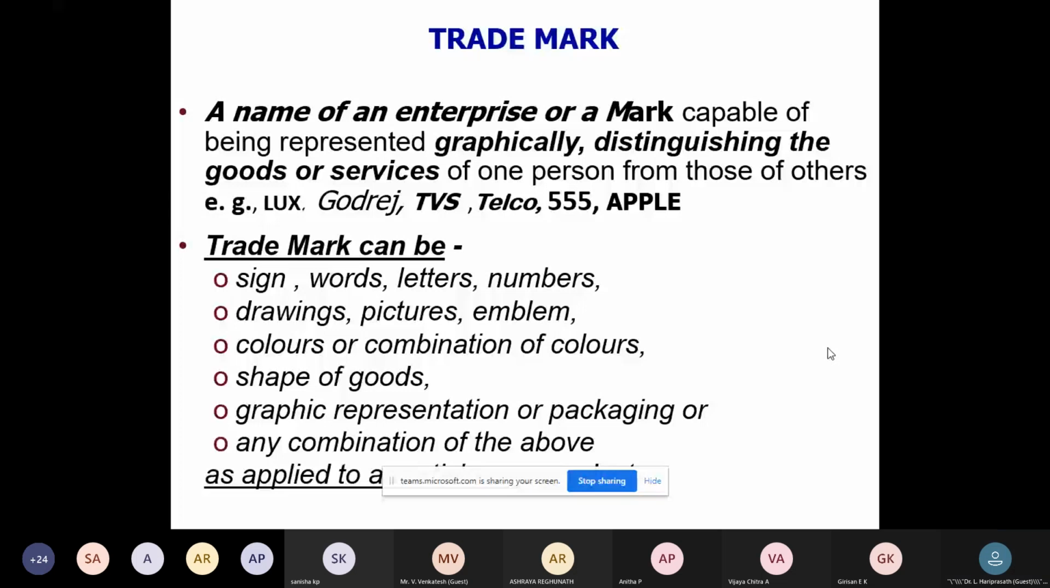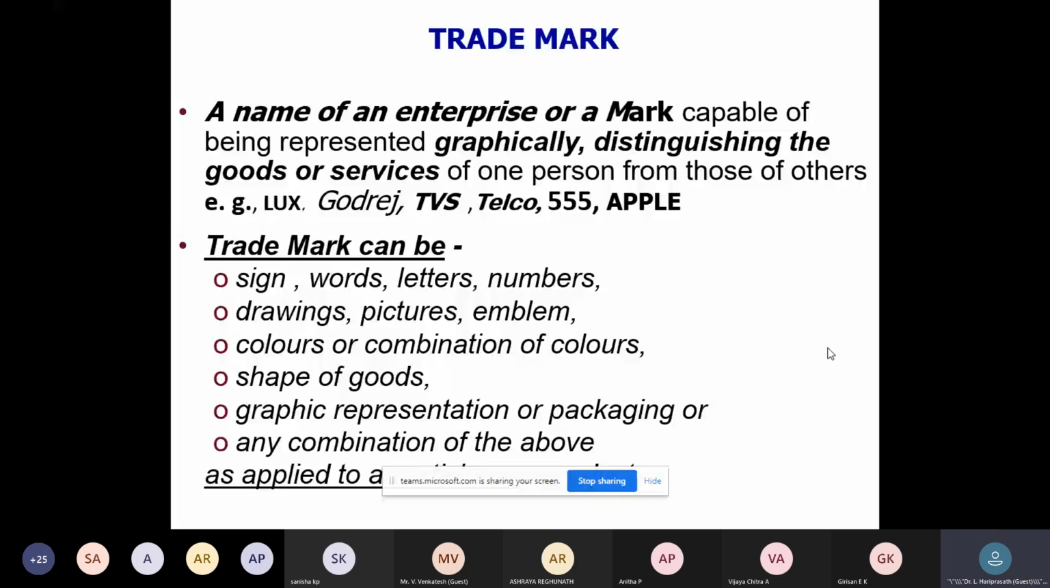Now comes the trademark. This mark is usually given to any goods or services that need to show that they have an extraordinary quality in their product or the service they do. A trademark is usually obtained by an organization who say that this is a unique service that we do for our goods. For example, we have TVS, Telco, 555, Lux, Apple. These are brand names, and they go for such trademarks.